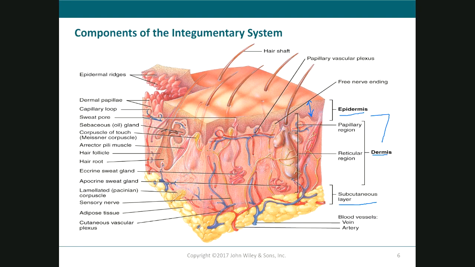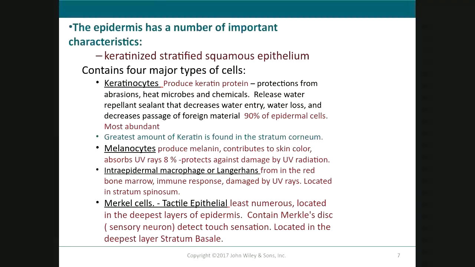So let's go into more details about the four major cells of the epidermis, or the keratinized stratified squamous epithelium. So keratinocytes produce the protein keratin. And this is a very protective protein. It actually releases a water repellent sealant over the skin. So it prevents water loss or absorption of foreign materials.